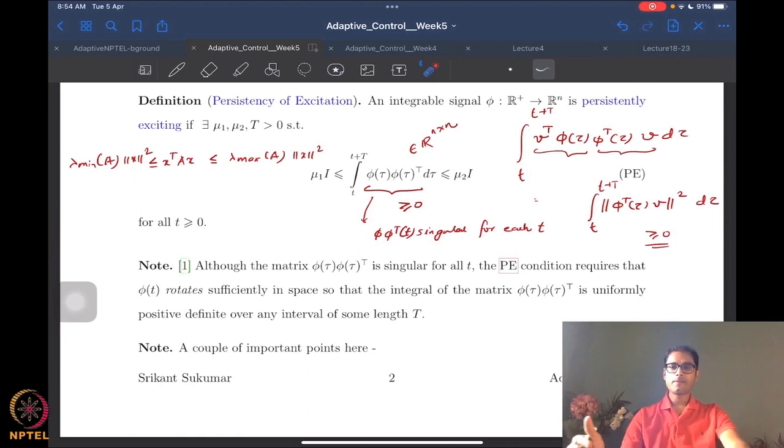Excellent, right? So we start with a singular vector. We make an outer product. Phi phi transpose is an outer product. We know that it is symmetric. We know it's positive semi-definite. We also know it's singular, with rank at most one. But the cool feature that we are looking for is that when I integrate it over a window of time capital T, I want it to become positive definite. Of course, I also expect it to remain bounded. This is fine, not a big deal. Not asking for much there.